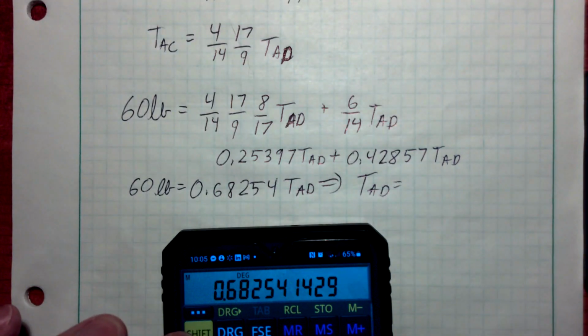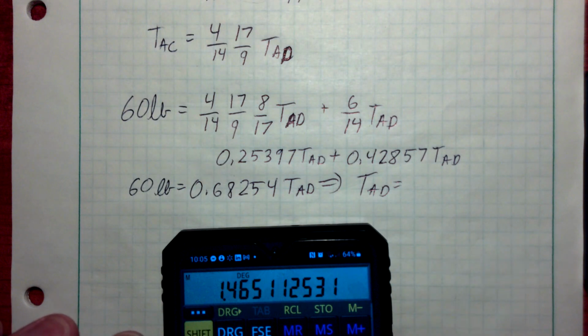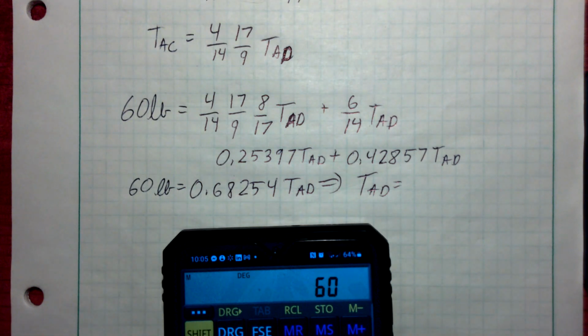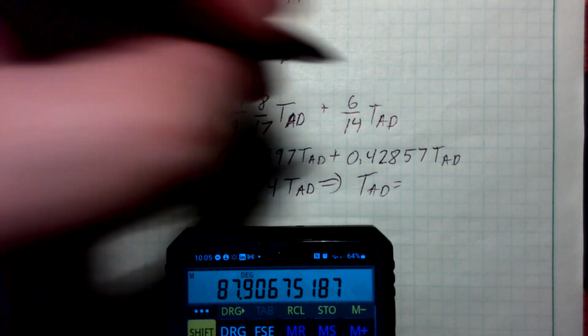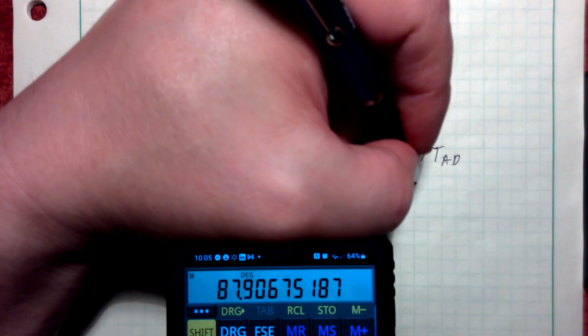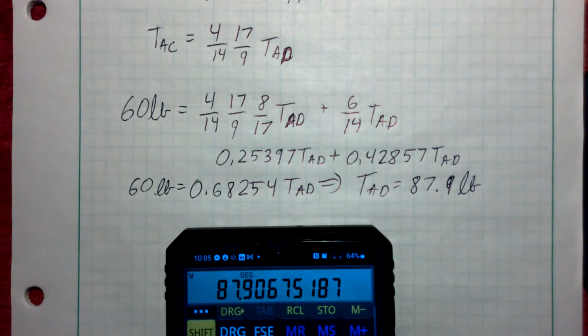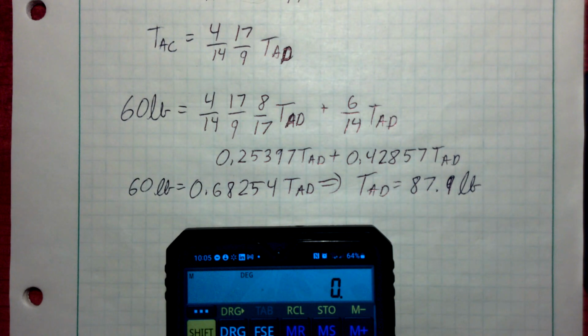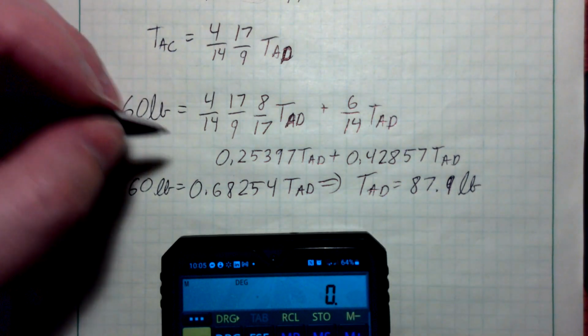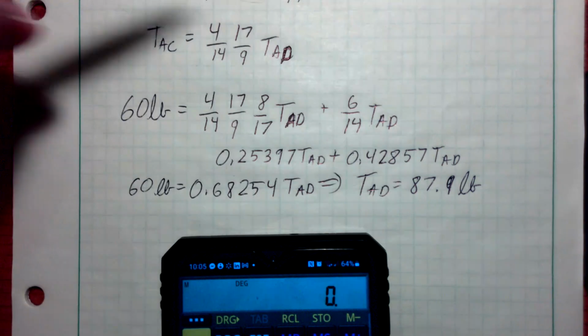Okay, I'm going to invert that and multiply that to 60. And I'm getting about 87.9 if I round to 3 significant figures. Pounds. If you're getting something different, please leave it down in the comments. You watched what I did. I could have just as easily made a mistake there. Now I've got a value for TAD.